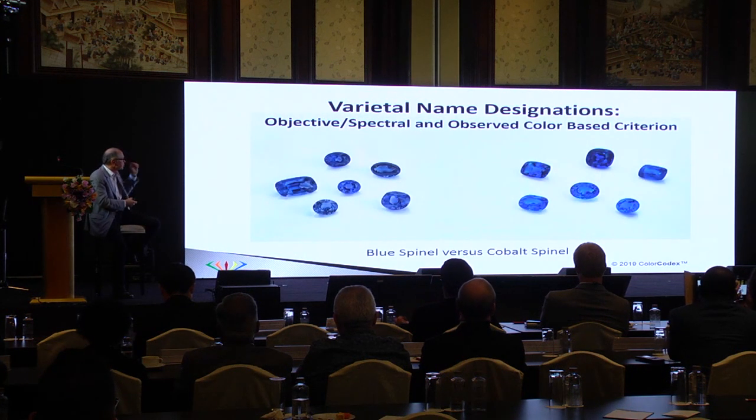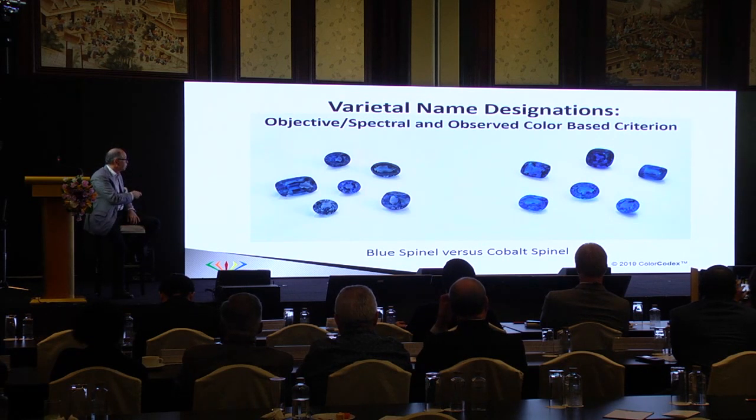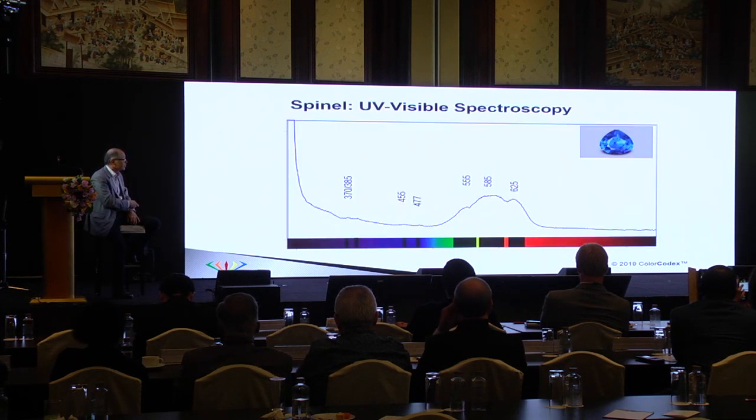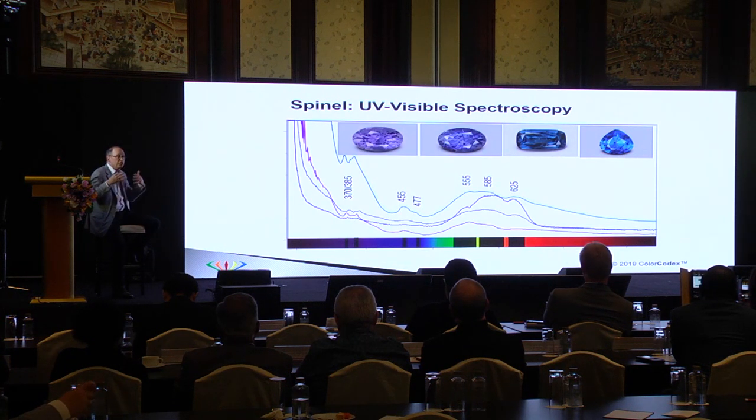Another example I wanted to use is where we're able to combine objective spectral criteria with observer-based color criteria. This is the difference between cobalt spinel and blue spinel. Some of you might think it's easy: cobalt spinel is spinel that has cobalt in it. But as time went on, we learned that cobalt is actually not as rare in spinel as we originally thought. All of these colors have varying concentrations or traces of cobalt in them, so it's not just merely the presence of cobalt.